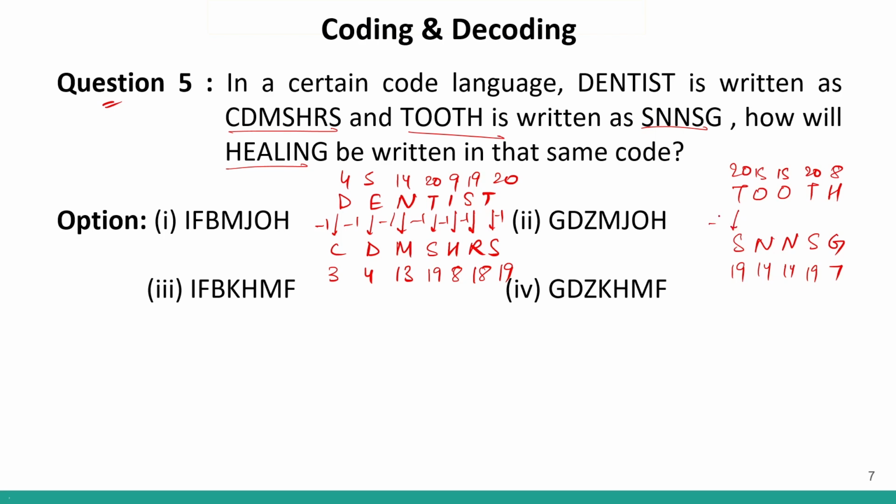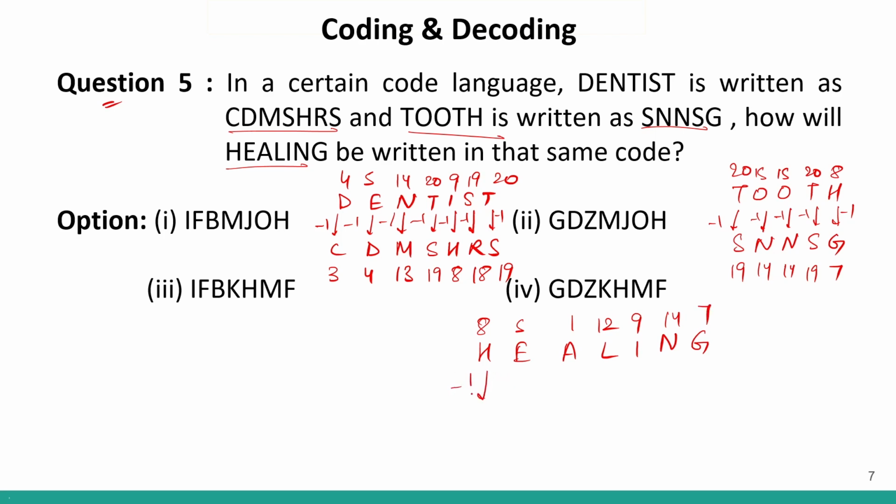So here also we are moving one position back in each case, right? We are moving one position back. So we will do the same thing for healing. So healing will be, the codes are 8, 5, A is 1, 12, 9, 14 and 7.